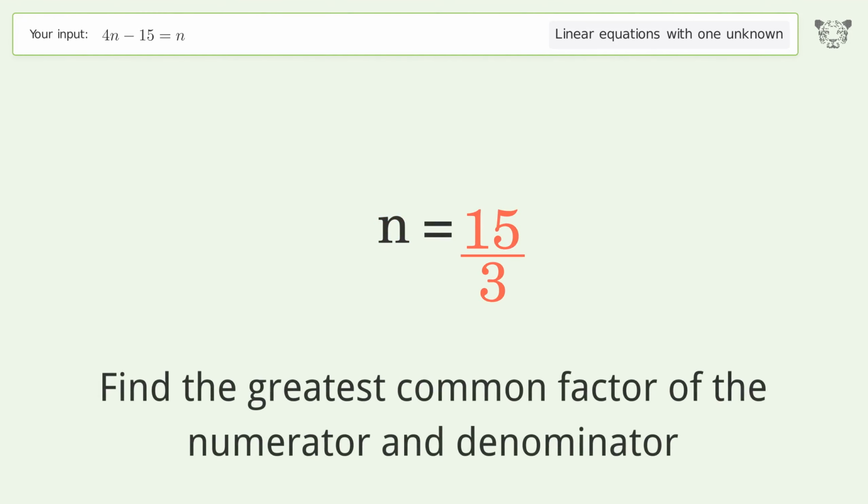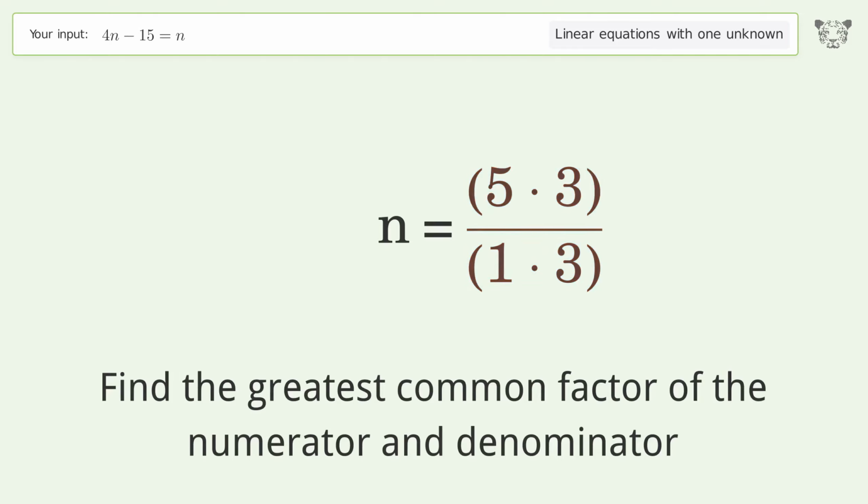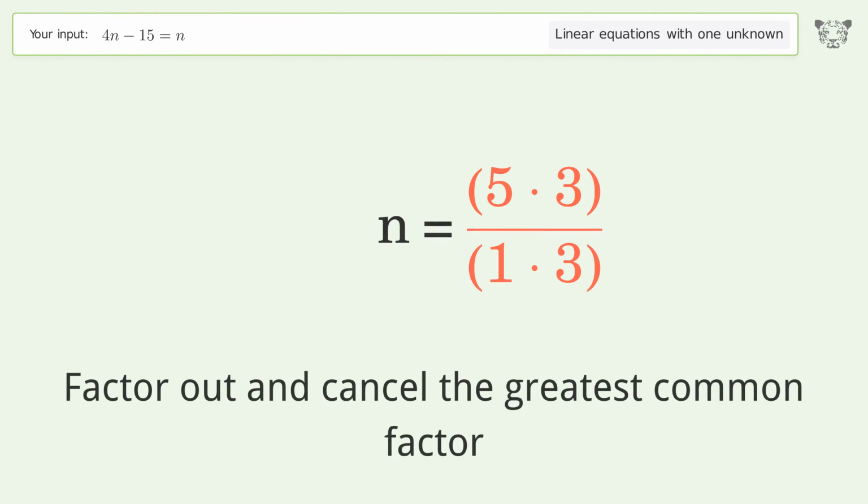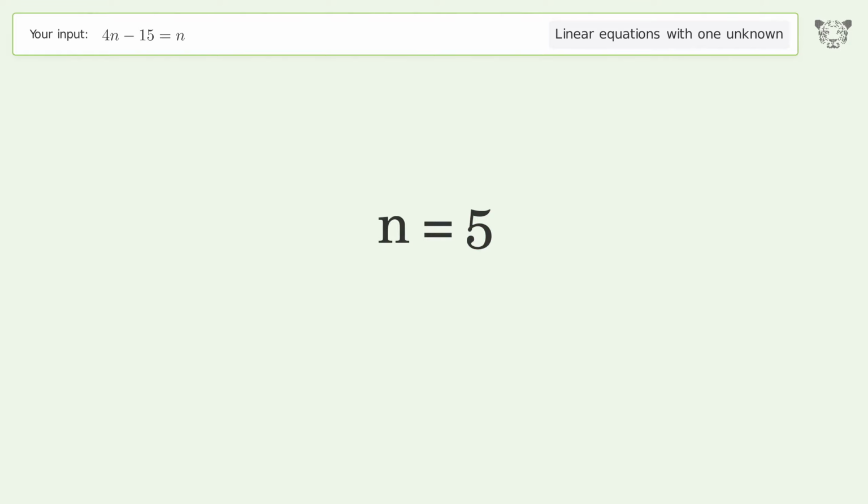Find the greatest common factor of the numerator and denominator. Factor out and cancel the greatest common factor. And so the final result is n equals 5.